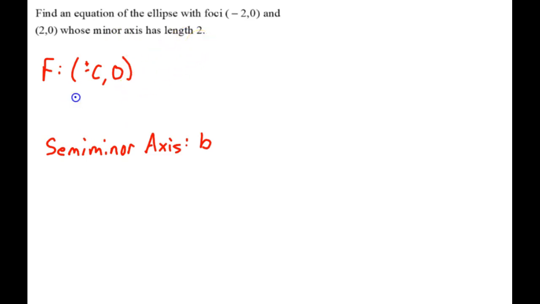So the ordered pairs for the foci are going to be plus or minus 2, 0. And for the semi-minor axis, the value of b is going to be 2 divided by 2. So we get a value of 1.